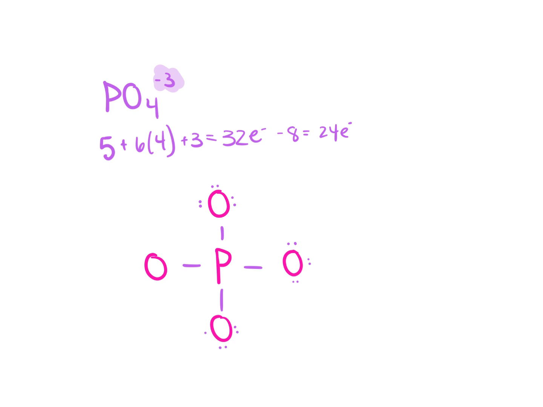Okay, complete the octet for all of our oxygens. Not coincidentally, that uses all 24 electrons, right? I put on 6 electrons times 4 oxygens. So I'm out of electrons at this point. I have nothing left. No more can be added or subtracted from our system.